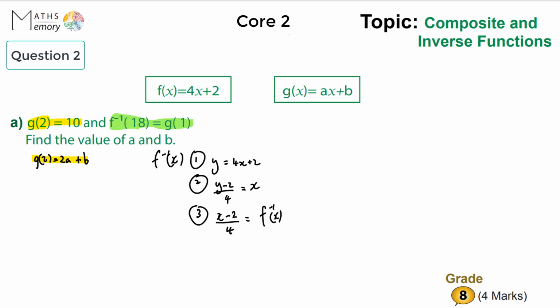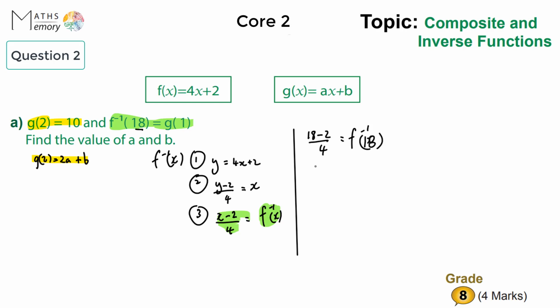That's to do with the second statement, so we'll call it green. Now we want to plug 18 into this, because that's what the question is asking. It's saying x is going to be 18. So if x is 18, we say that 18 minus 2 all over 4 is the same thing as the inverse function of f of 18. 18 minus 2 divided by 4 is 16 over 4, so f inverse of 18 gives you 4.